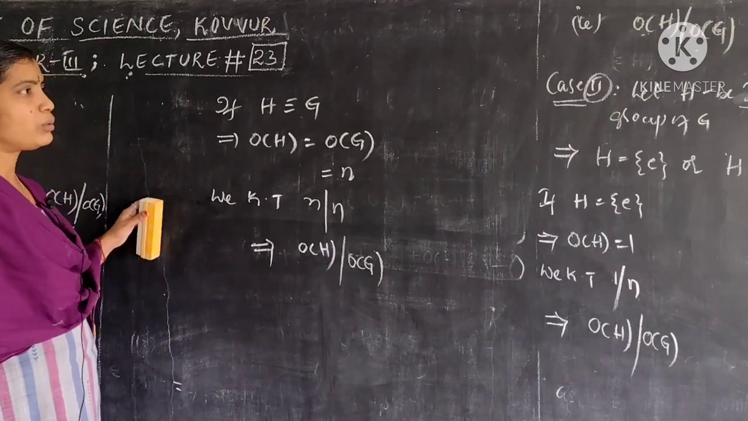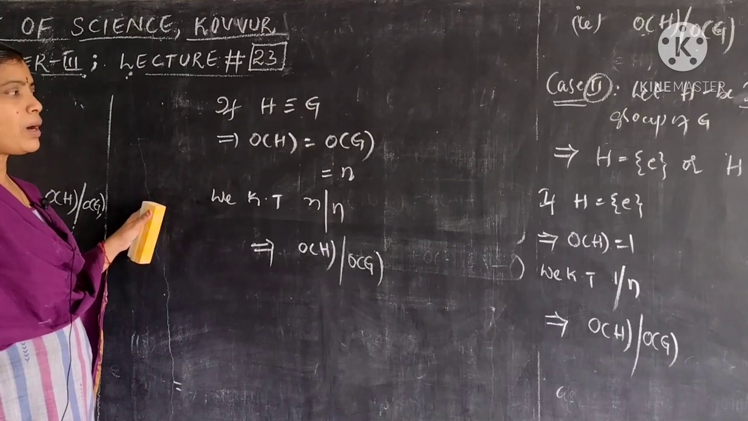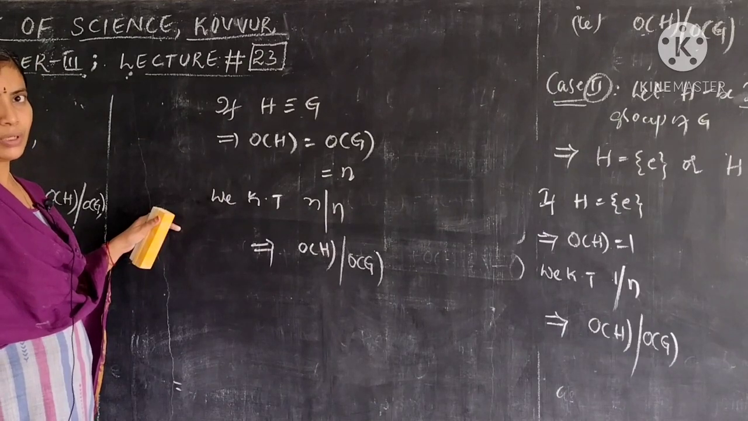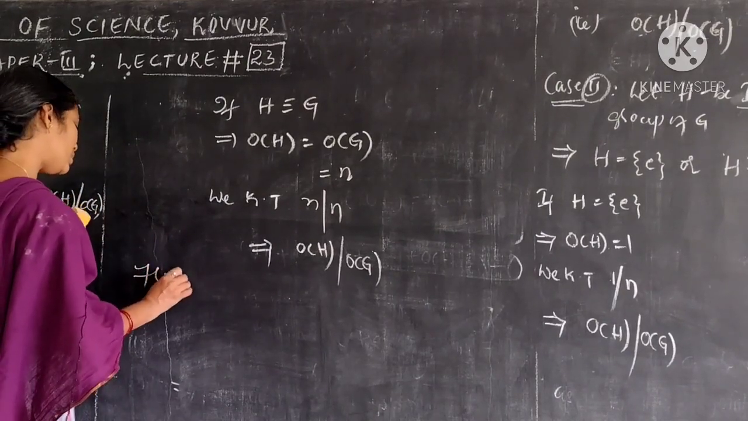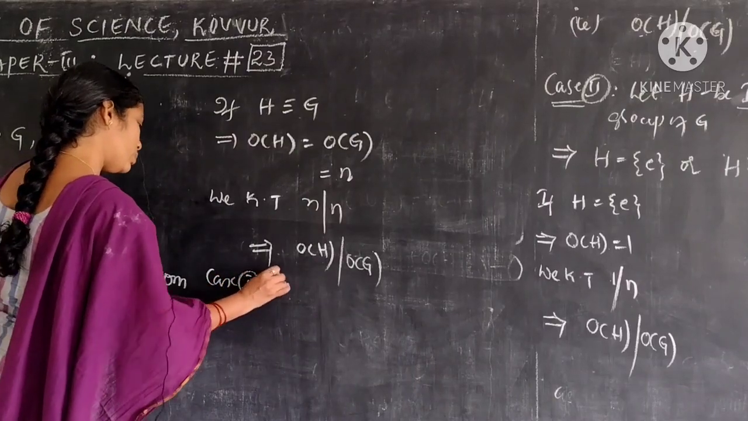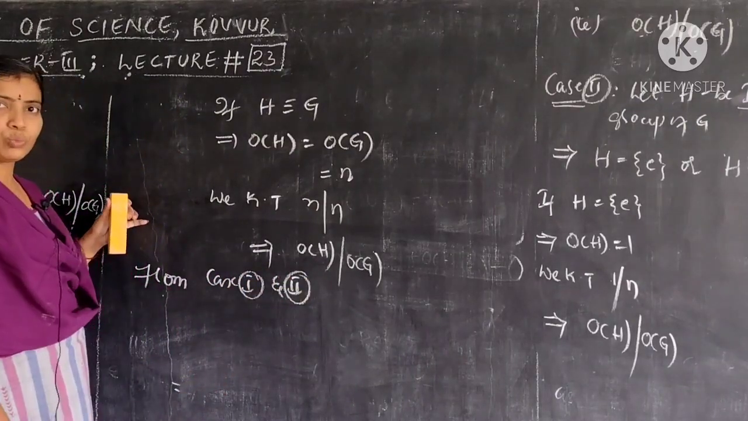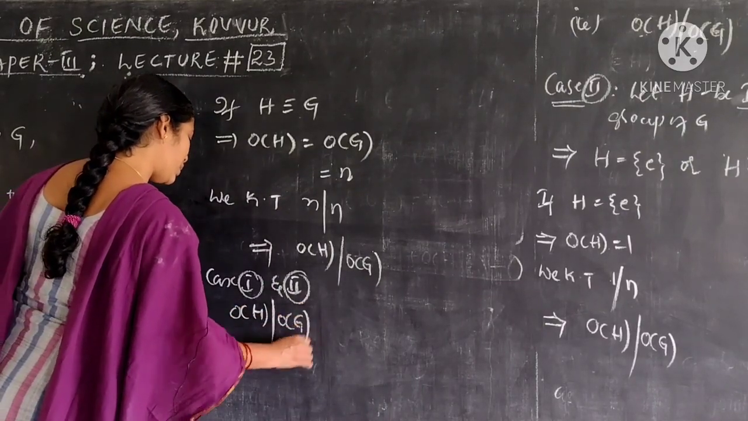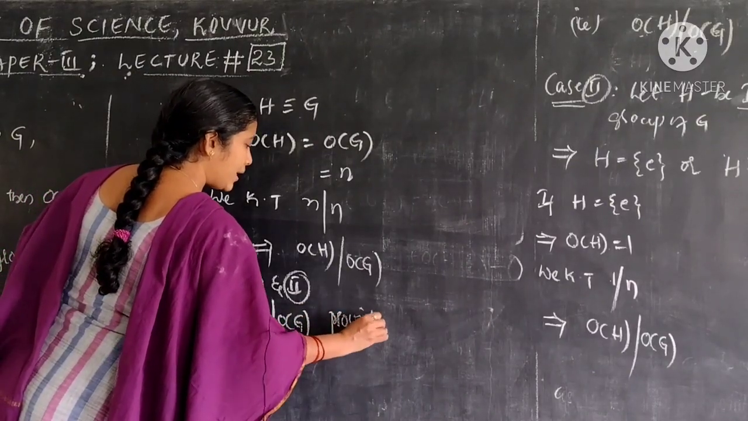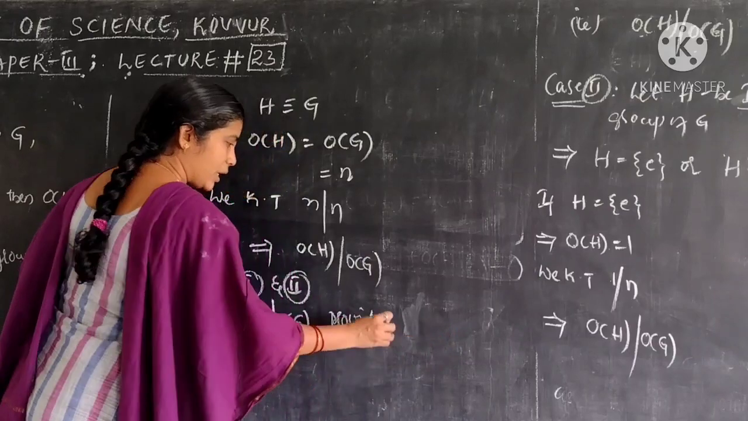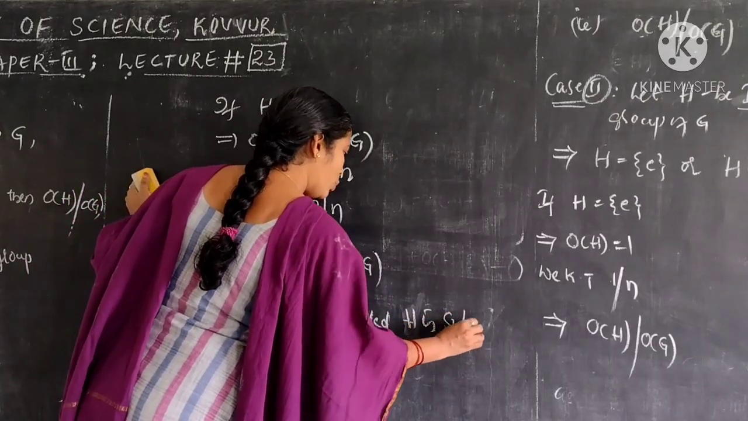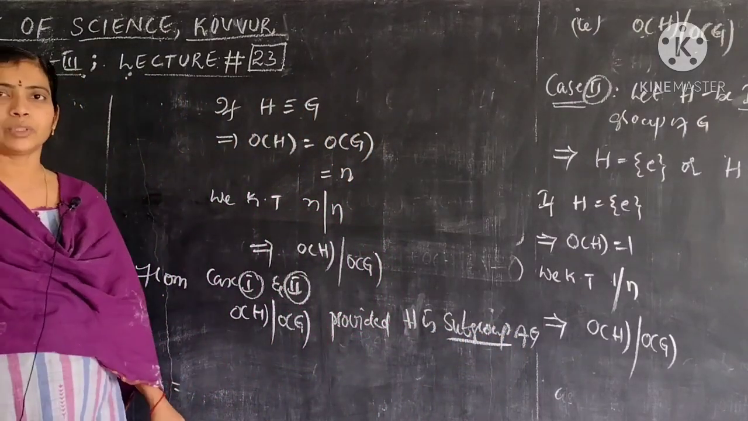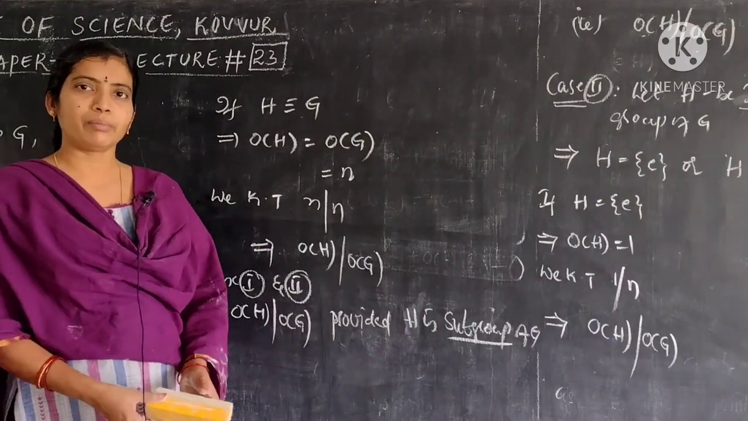From case 1 and case 2, we confirmed that the subgroup order divides the order of G, provided G is a finite group. Hence, from case 1 and 2, the statement is true. What is that statement? The order of H divides the order of G, provided H is a subgroup. This theorem is known as Lagrange's theorem. Thank you.